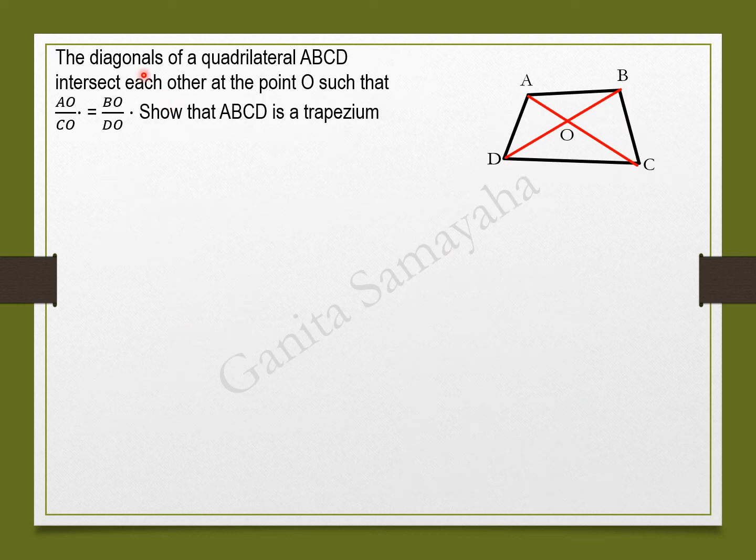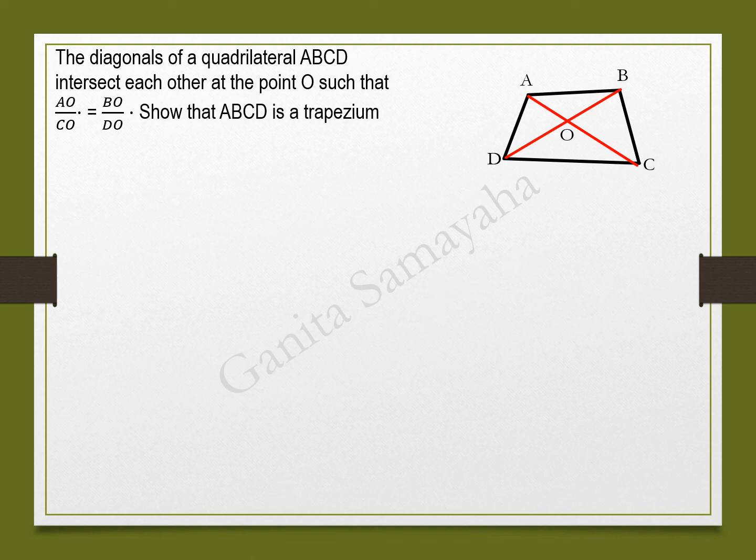In this problem, we have got the diagonals of a quadrilateral ABCD intersect each other at the point O such that AO by CO equal to BO by DO. We have to show that ABCD is a trapezium, children. So we have got some quadrilateral ABCD such that its diagonals AC and BD intersect each other at the point O so that AO by OC equal to BO by OD. We have to prove that ABCD is a trapezium. To prove ABCD is a trapezium, we have to prove that one pair of opposite sides are parallel. So we will prove that AB is parallel to CD. Is it clear, children?